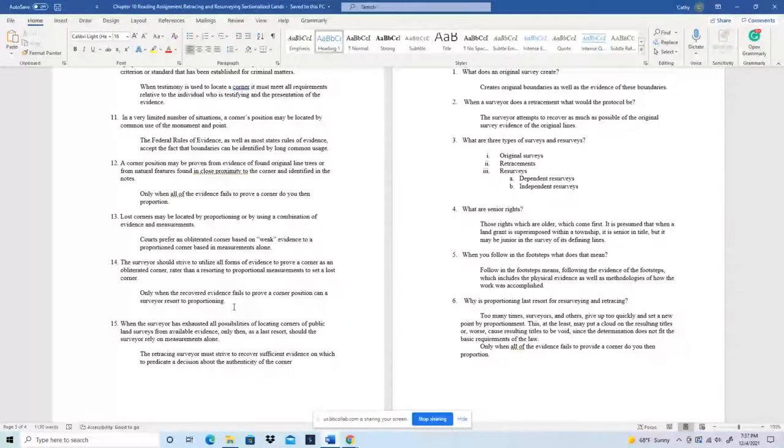When we're trying to relocate lost corners, Principle 13. Lost corners may be located by proportion or by using a combination of evidence and measurements. Courts preferred an obliterated corner marked on weak evidence to a proportioned corner based on measurements alone. So I'll kind of show you, that's what I'm going to show at the end, how we look at outside to outside, and then figure out what the dividing line should equal up.